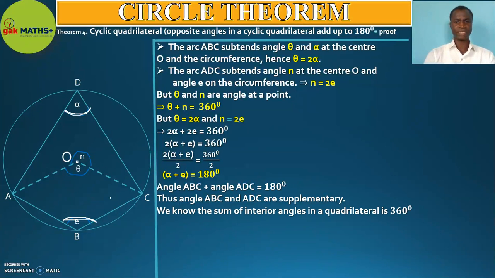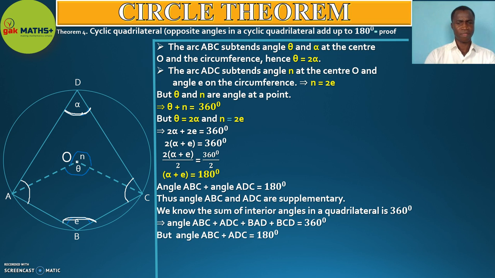Similarly, we know that the interior angles of a quadrilateral sum up to 360 degrees. So we can say that the angle subtended at A plus the angle subtended at B plus the angle subtended at C plus the angle subtended at D is equal to 360 degrees. That is angle ABC plus angle ADC plus angle BAD plus angle BCD is equal to 360 degrees.